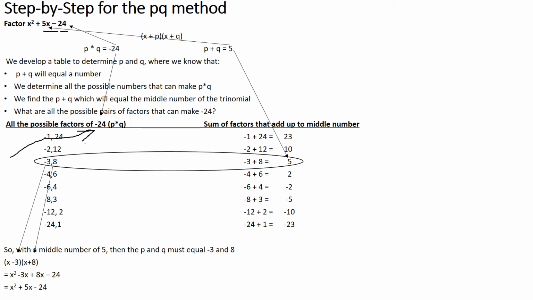Negative 1 plus 24 is 23. Well, that's not equal to 5. Negative 2 plus 12 is 10. Negative 3 plus 8 is 5. There's our number. Negative 3 times 8 is negative 24, and negative 3 plus 8 is 5. So now we have factored it out. Of all these possible numbers, our final answer is going to be x minus 3 times x plus 8.